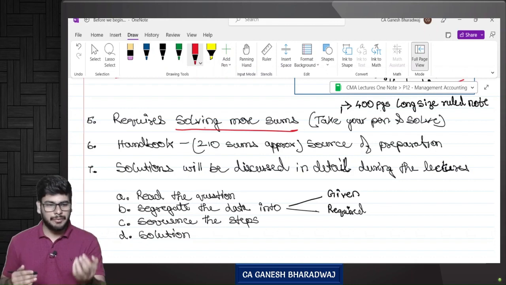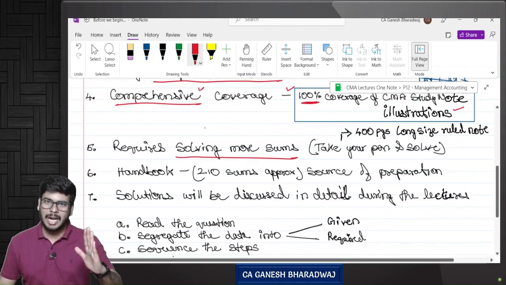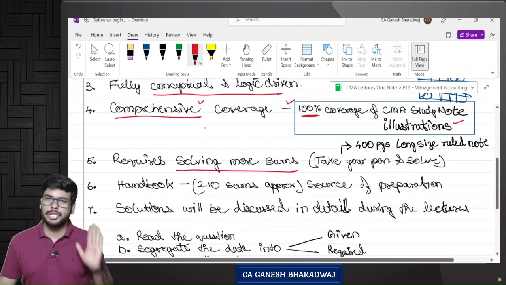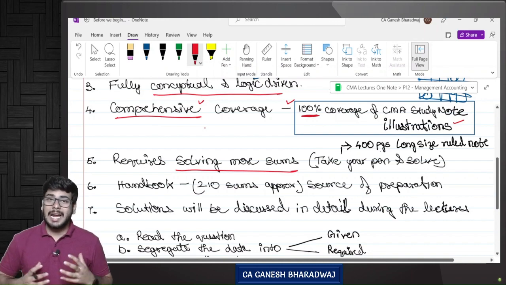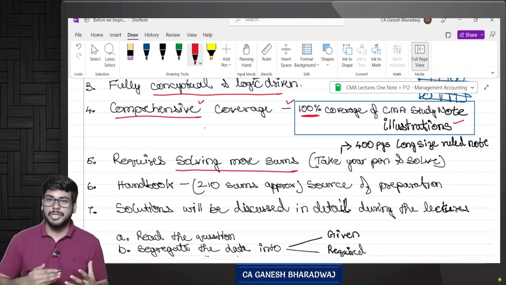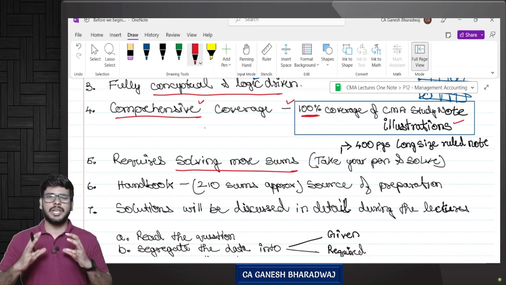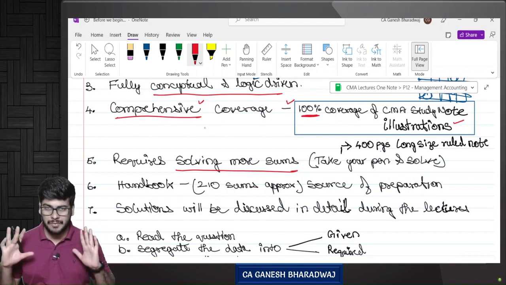In fact, I will give you the solutions also in our handbook. I will show you what our handbook looks like. The solutions are also present. Clear? I will give you the approach and the solutions. I will walk you through every solution in a very detailed manner. We will be doing everything.